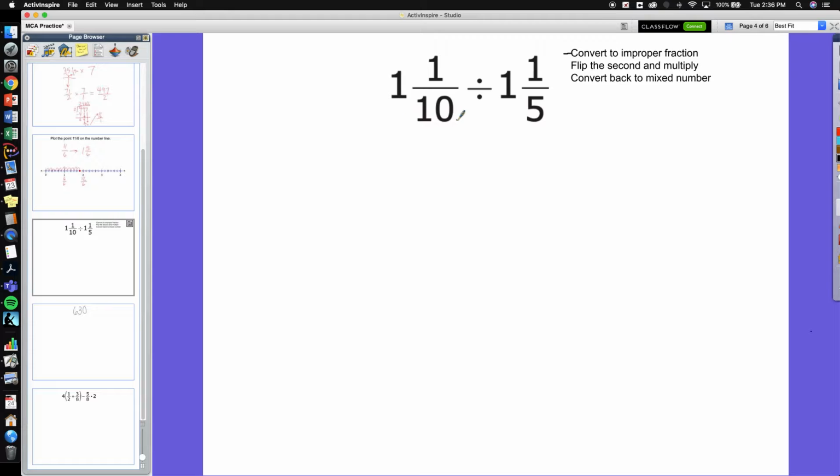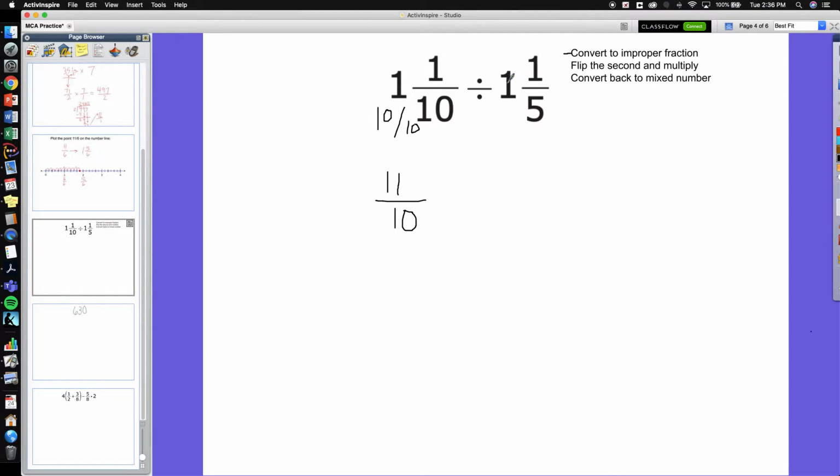We have 1 and 1/10. So we can imagine that over here, this 1 represents 10 tenths, because it's 1 whole. And then we have 1 more over here. So there is 10 tenths plus 1/10. That means we have 11 tenths.